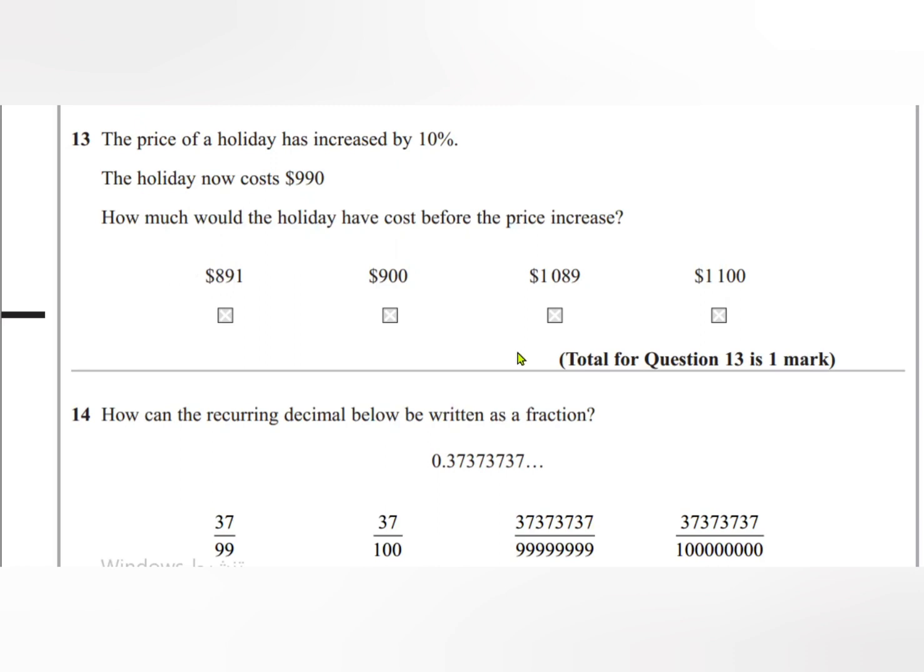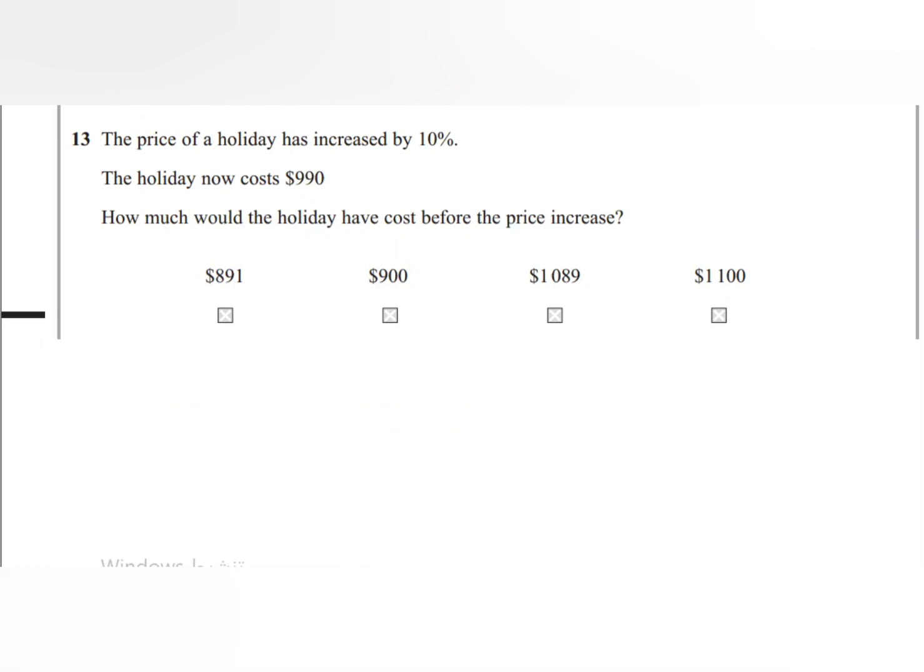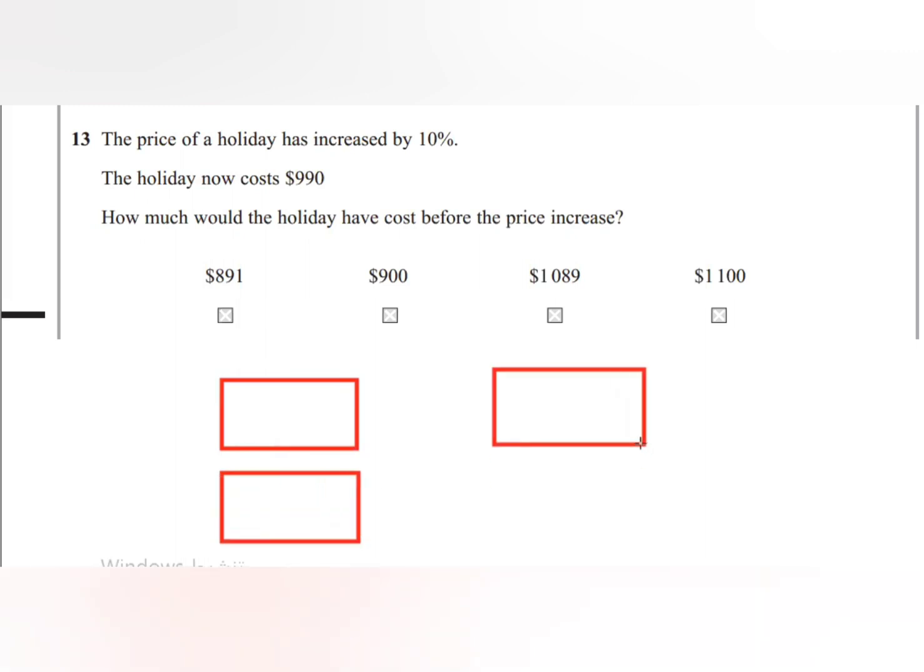So they need the price of the holiday before the increase. These are percentages, or percentage increase. We can use the X method with percentage increase. How do we do this? First, we make 4 boxes like these. We put the same things in the same column.